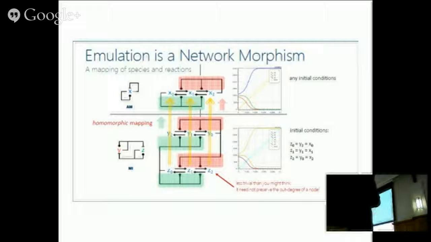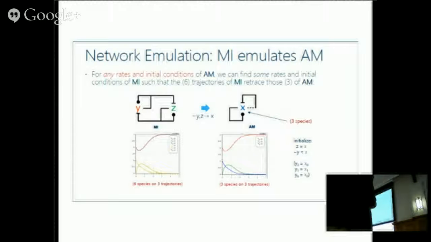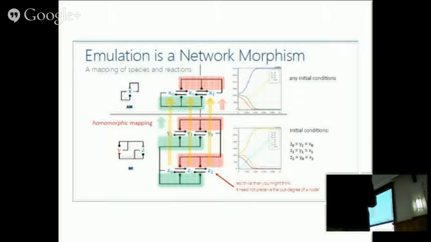So the idea is that to make this happen, you have to find a mapping of this network to that network. And we have to map the species, in this case, there is one choice, map Y and Z to X. And also we have to map the reactions, which is a little bit non-obvious. So the way you should do this to make this coincidence happen, you should map the Z variables to the X variable, and you map the Y variables the other way to the X variable, so Y0 to X0, and Y1 to X1, and Y2 to X2.